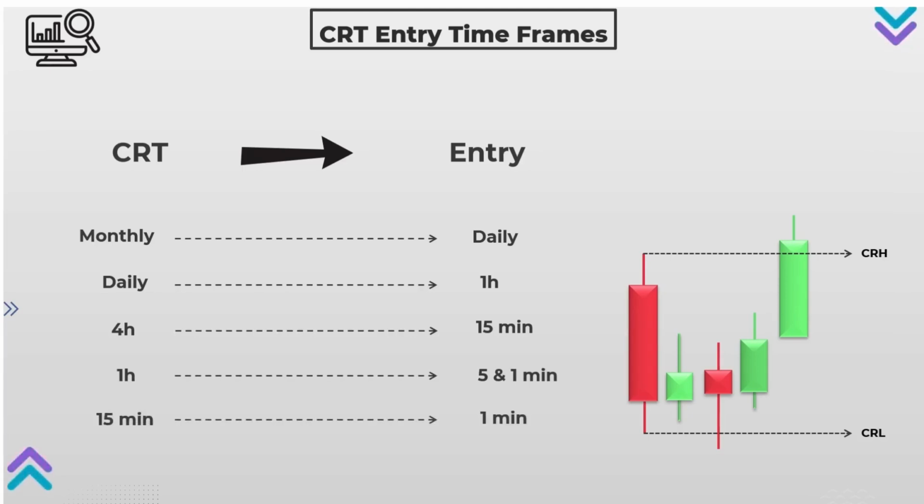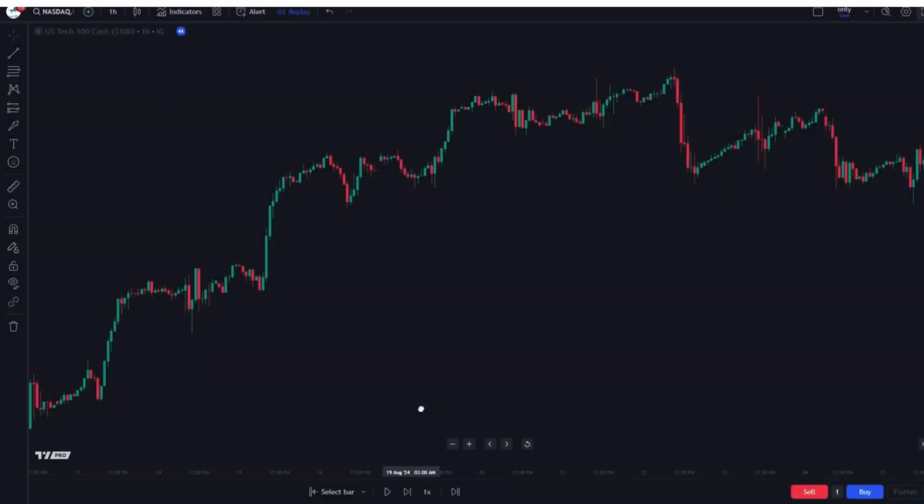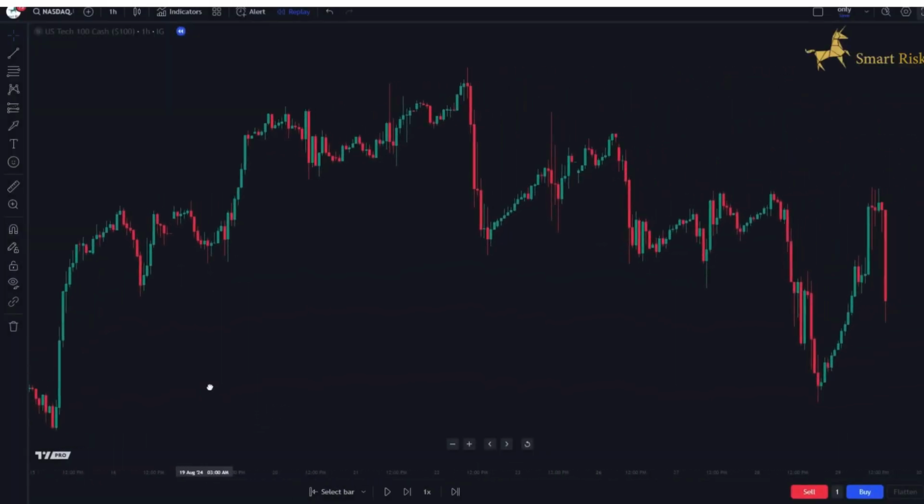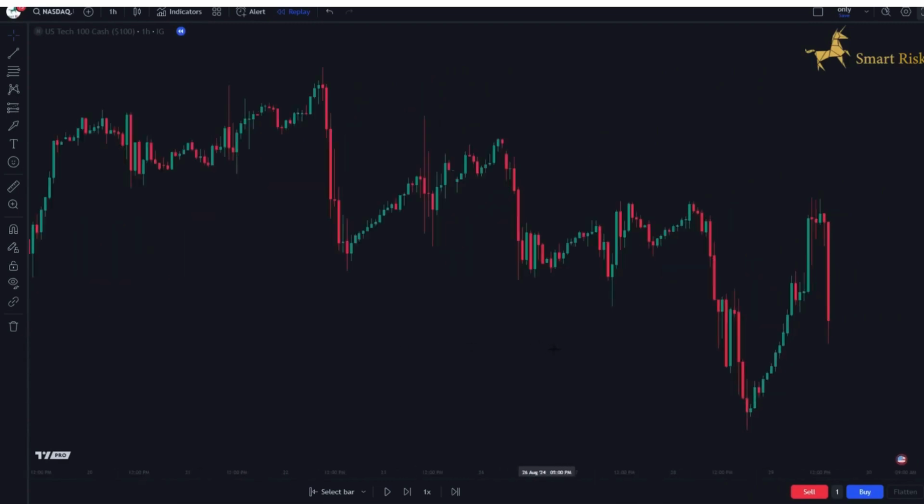If your CRT is on the 1-hour time frame, then you can use a 5-minute or 1-minute time frame for your entry. If you use the 15-minute time frame to identify CRTs, then you should use 1 minute to place a sell or buy position. Now, let's see how to use the CRT model to our advantage and execute trades based on it.